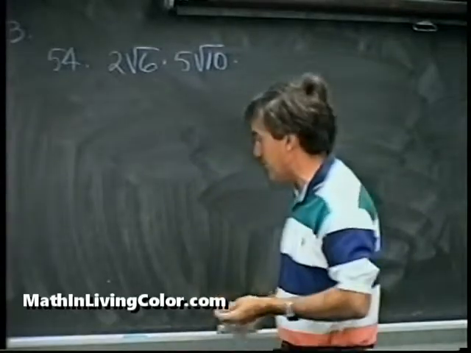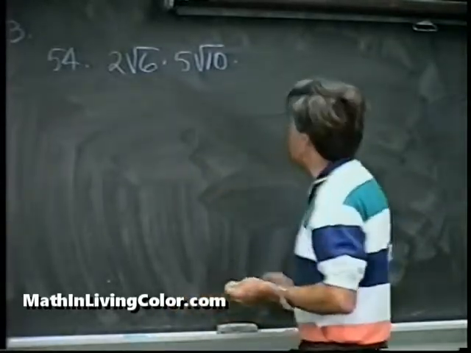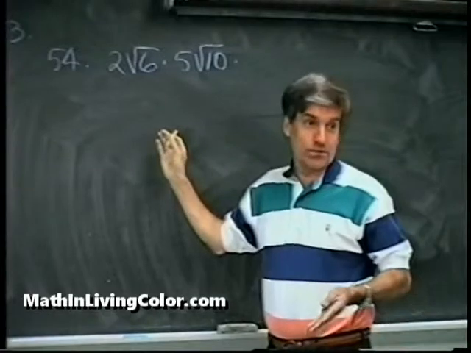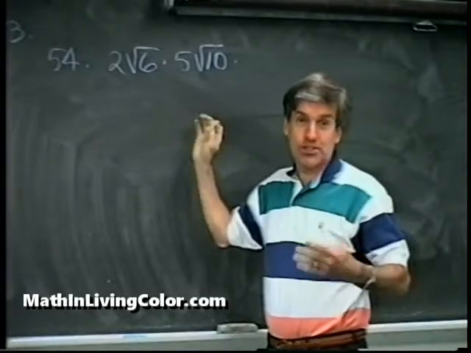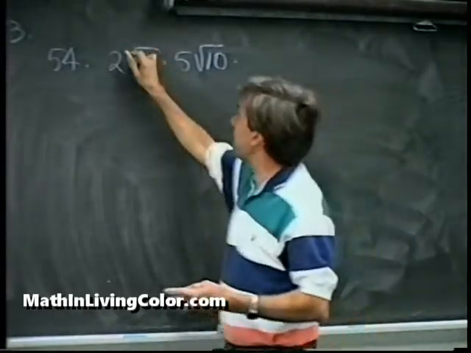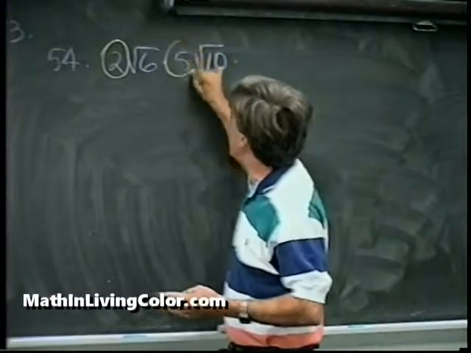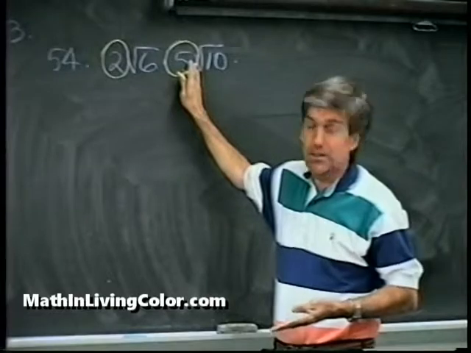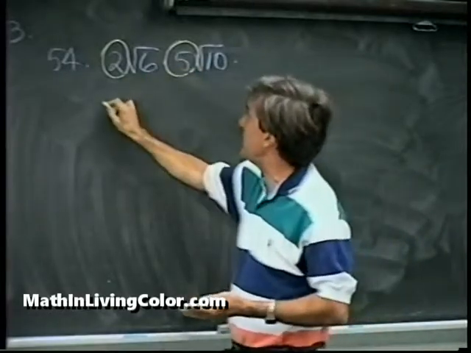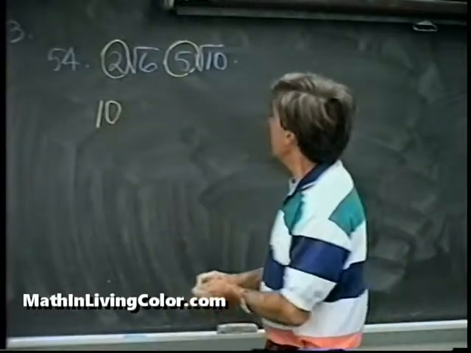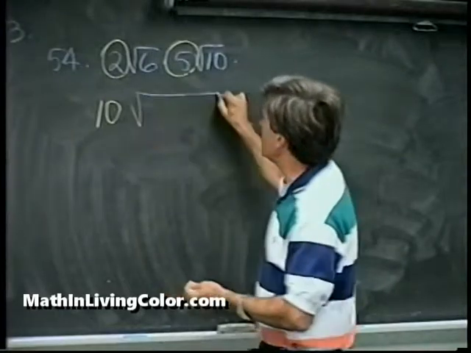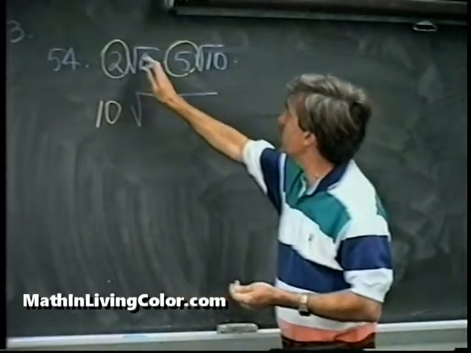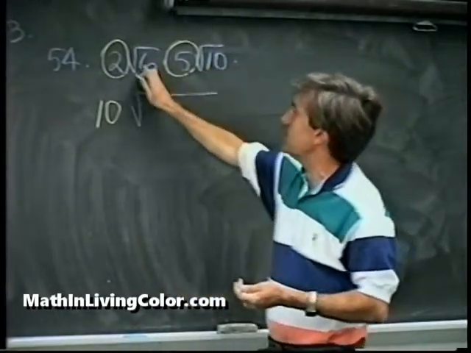Now when you multiply 4 numbers together, you can multiply them in any order that you want, right? By the commutative and associative properties. In other words, I can multiply the 2 times 5 together if it's convenient for me to do that, and it is, isn't it? So what's 2 times 5? 2 times 5 would be 10. And then we've got a square root of these numbers left over. 6 times 10 would be 60.